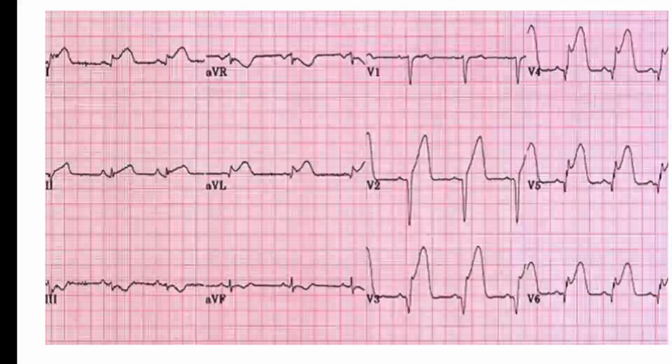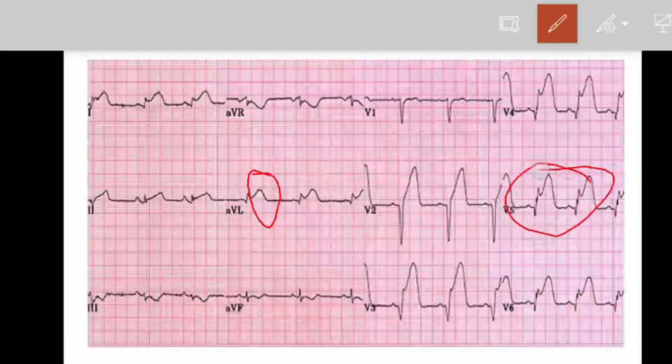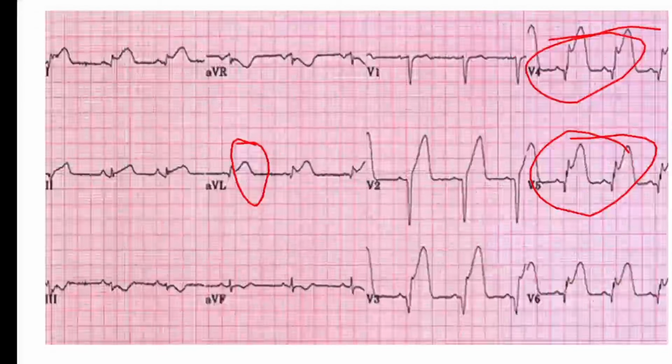If we see the ECG, here you can easily identify the ST segment elevation and in which area. You can see it in V2, V4, V5, which denote the anterior wall and the lateral wall. Here you can see there is ST segment elevation in AVL, as well as in V4, V5. So that denotes an anterolateral infarct.